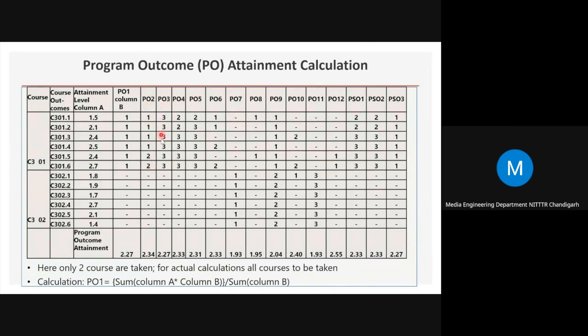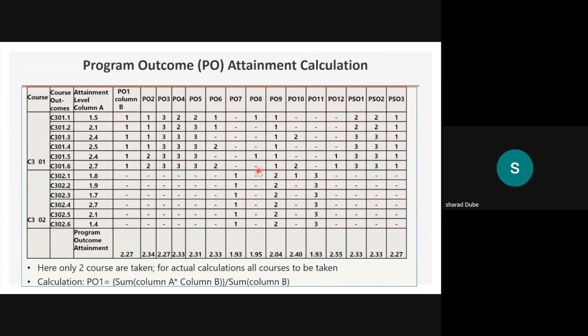Similarly, for PO3, column B means this column. For the PO4 calculation, column B will be this. Column A will remain the same; column B is floating. Column A is showing the attainments of the COs. Now these COs are mapped with different POs with different mapping strengths. Those mapping strengths will play their role while calculating the PO attainment related to that subject or the overall PO attainment.